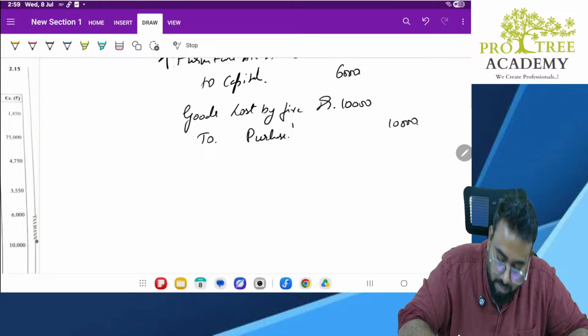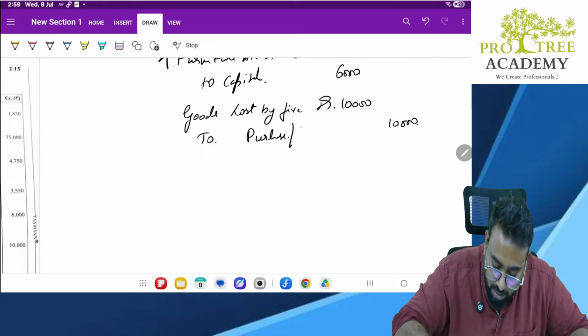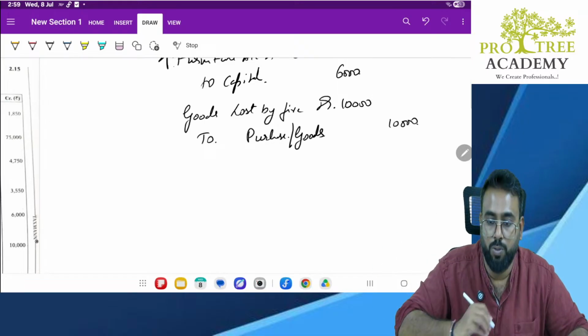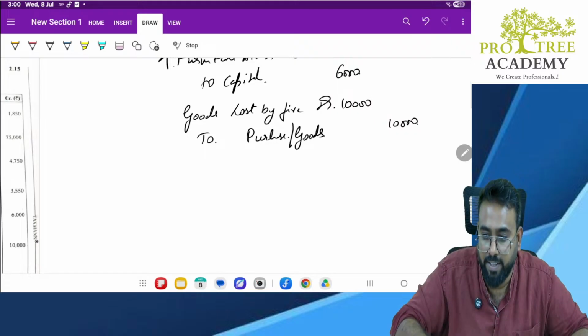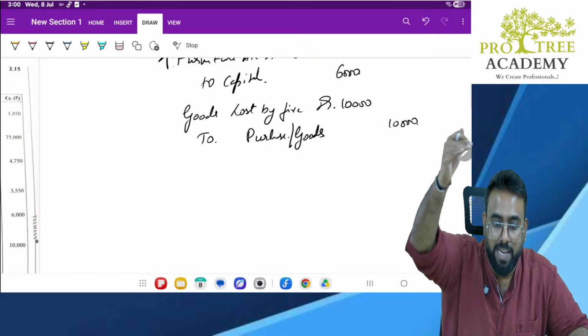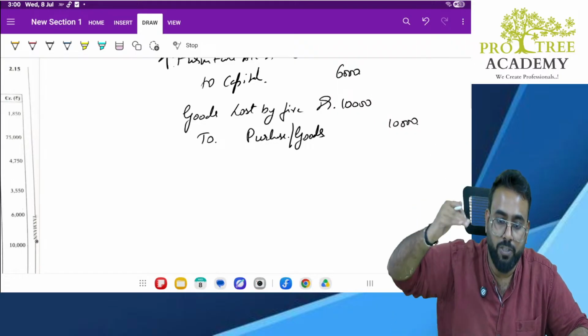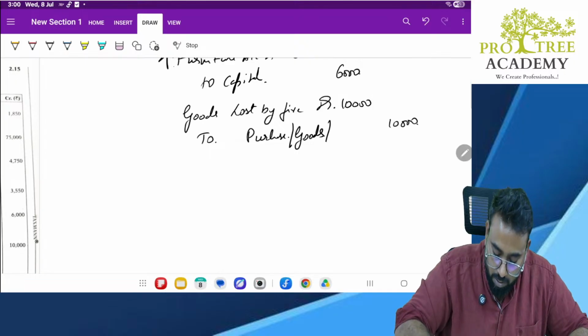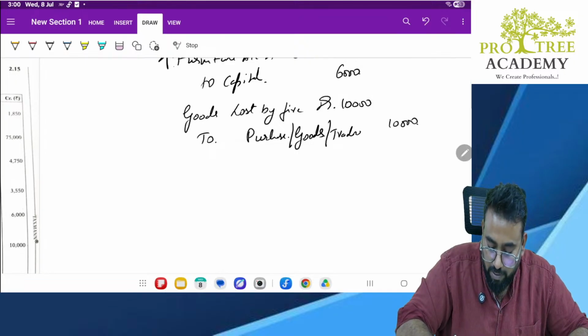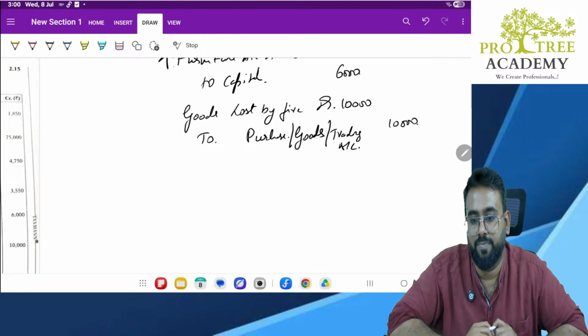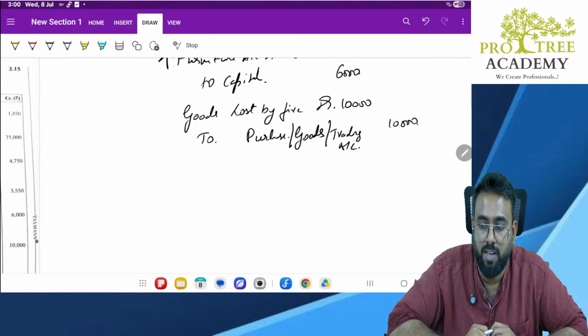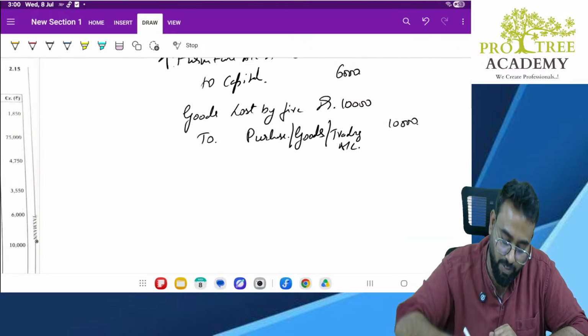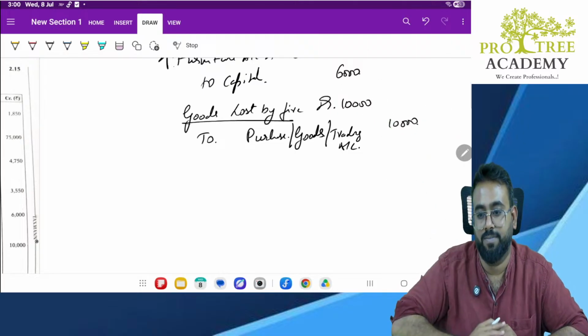One more way, some people also account it to goods or inventory, because your inventory balance should come down or your goods balance should come down. Some people, in your solution, have given trading account. Clear? So why is it given as trading account, sir? Because they are directly transferring this to the trading account.